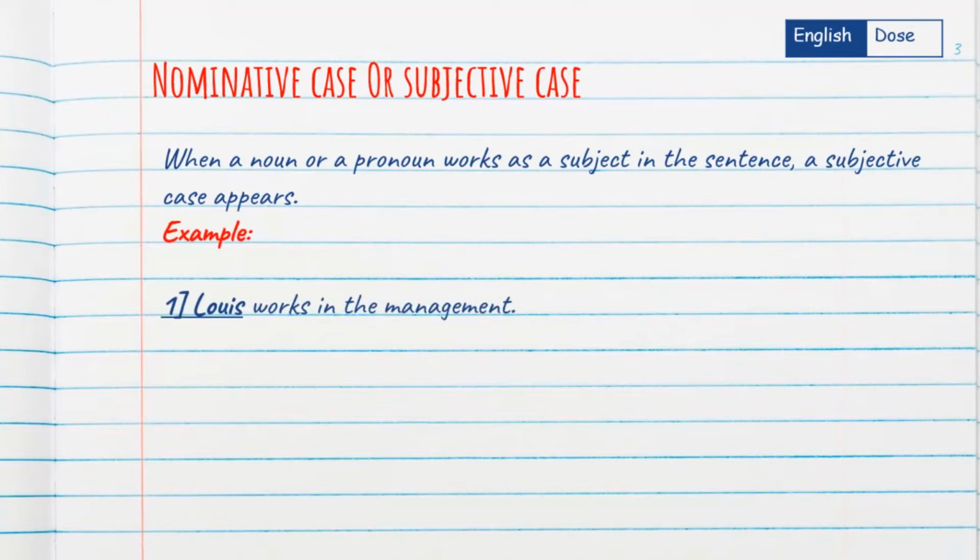Louis works in the management. So what is the noun here? Louis is a proper noun and it functions in this sentence as the subject. So it is subjective case, or we can say nominative case. He works very hard for the company. He is the pronoun and it functions as the subject of the sentence. So it is called nominative case or the subjective case.